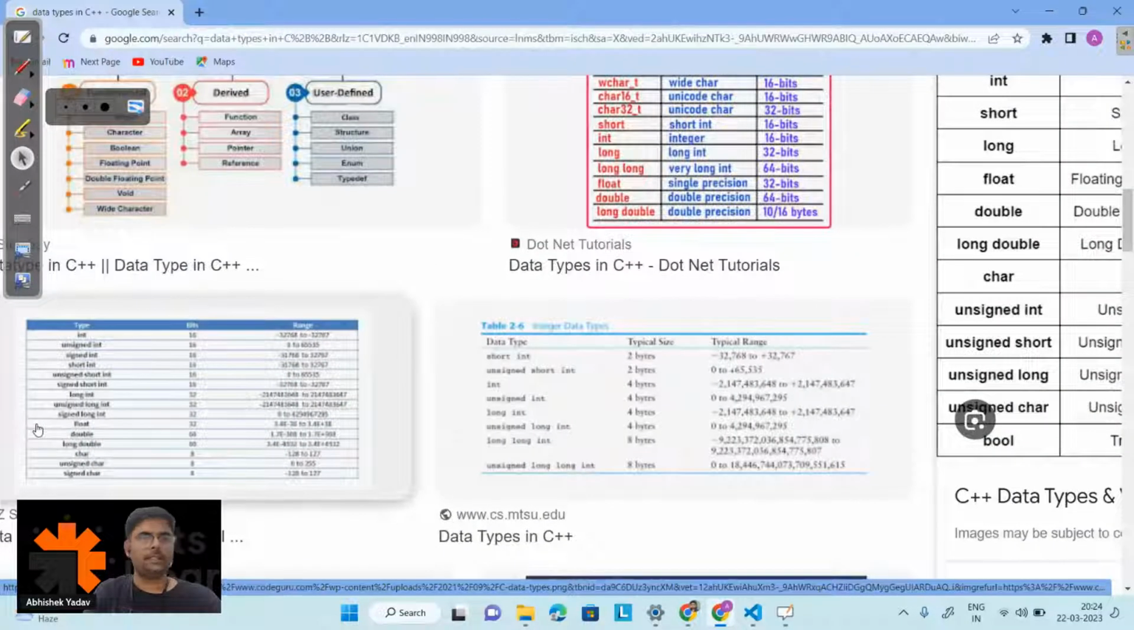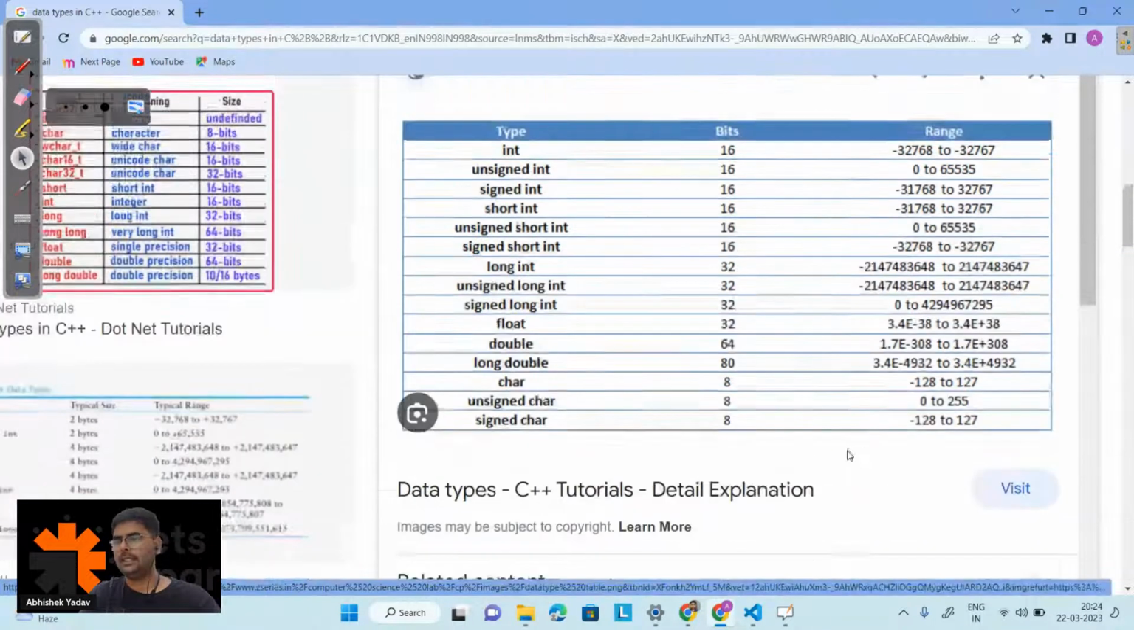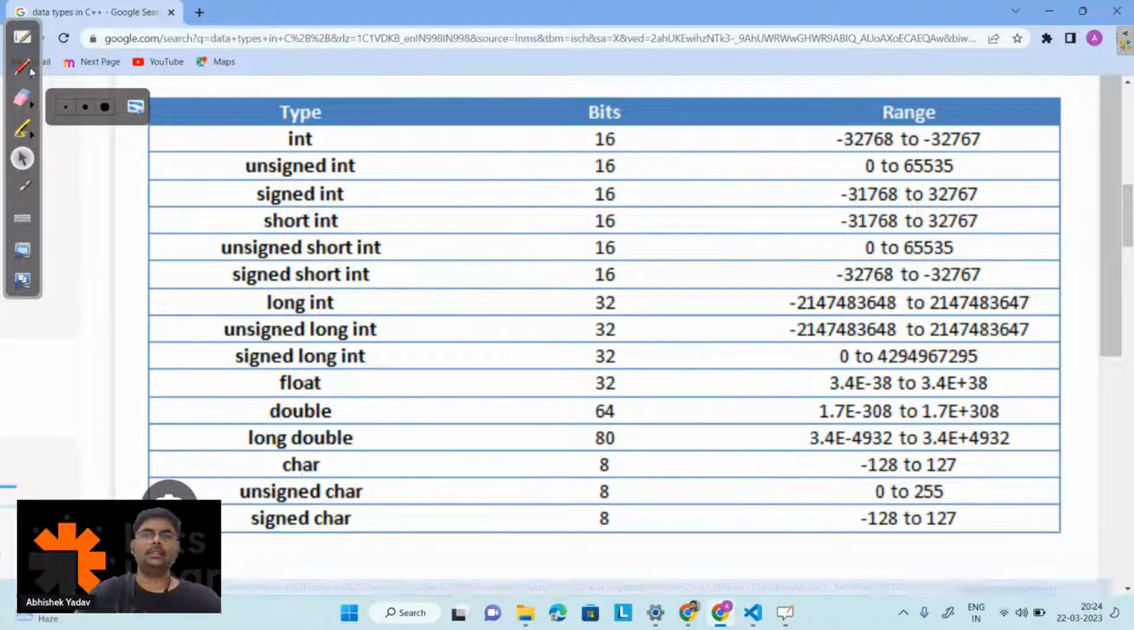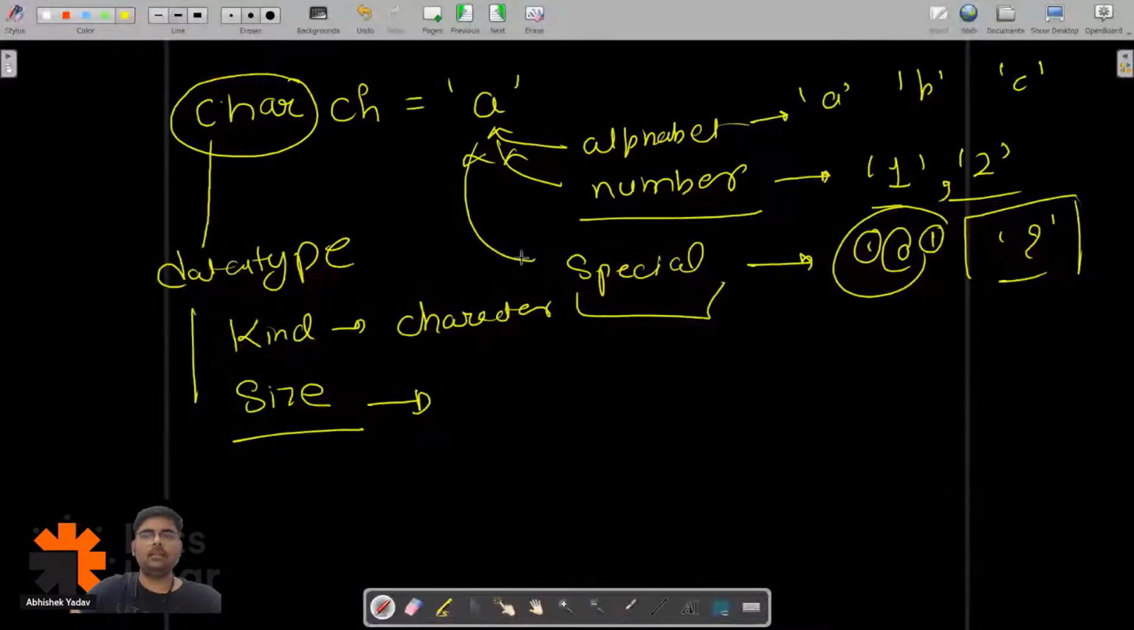So it is 1 byte, right? If you see this list here, you can see for the character we have 8 bits. 8 bits means 1 byte, right, everyone? So for character, we have 8 bits, which means 1 byte here. So character occupies 1 byte inside the computer memory.